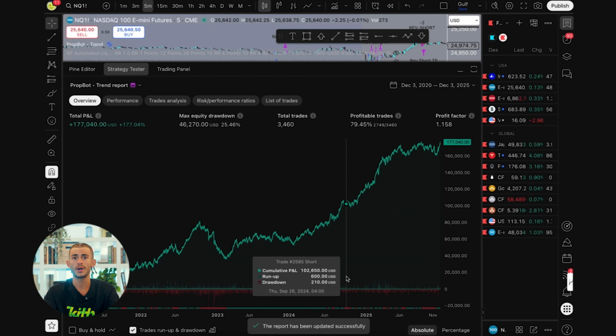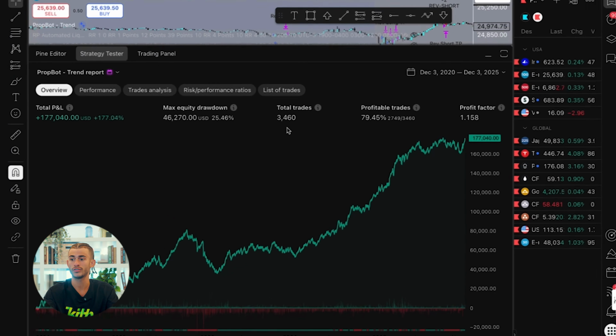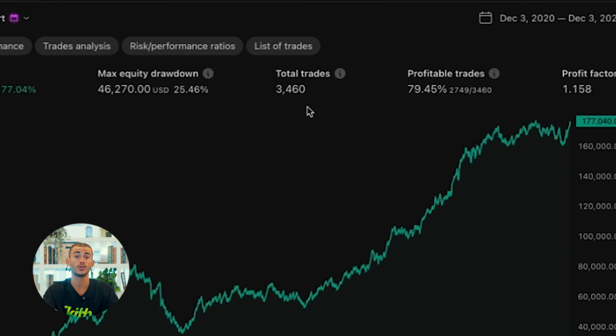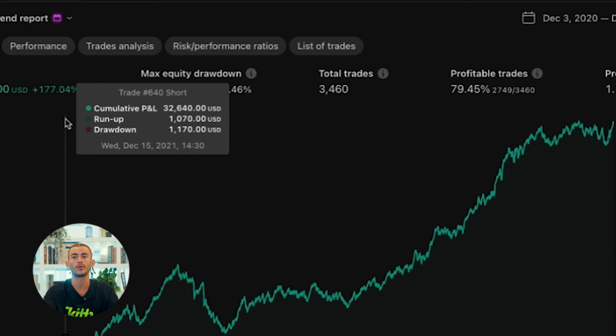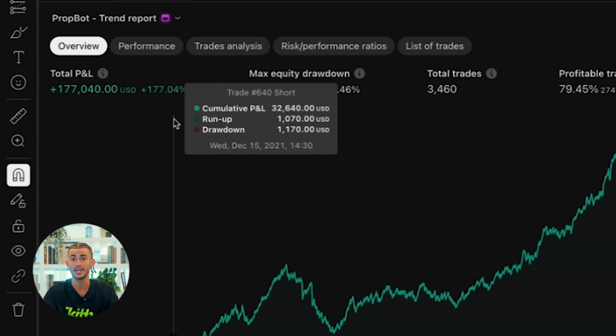We realized that different traders have different goals, so we built a full suite of algorithms, each designed for a specific purpose. This algorithm is called the prop firm scalper. You can see that over the last 3,460 trades and over the last 5 years, it has a 79% win rate, and it's currently up around 177% over the last 5 years.